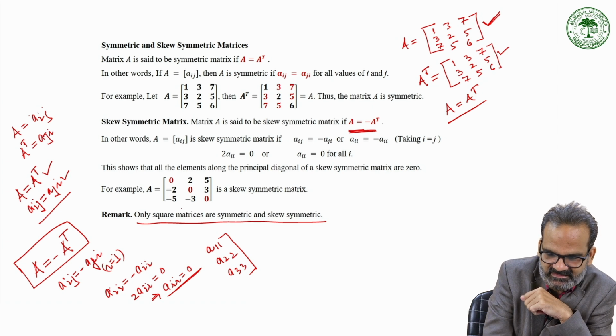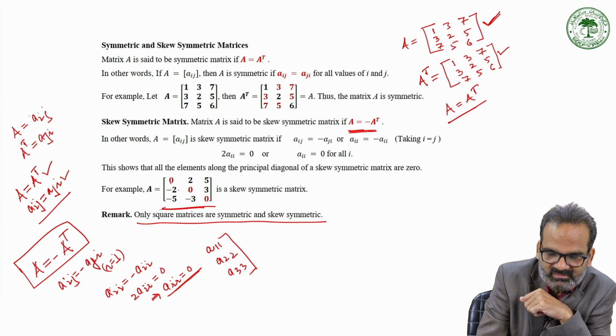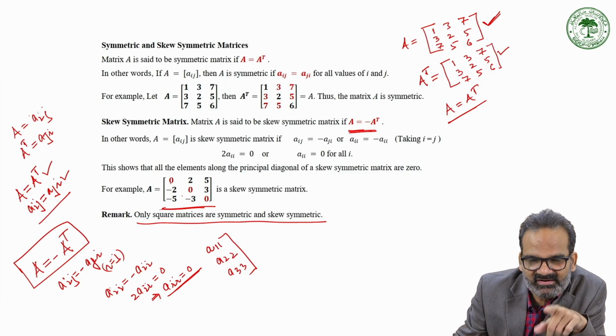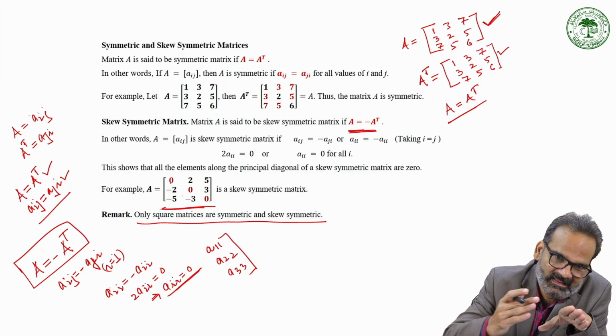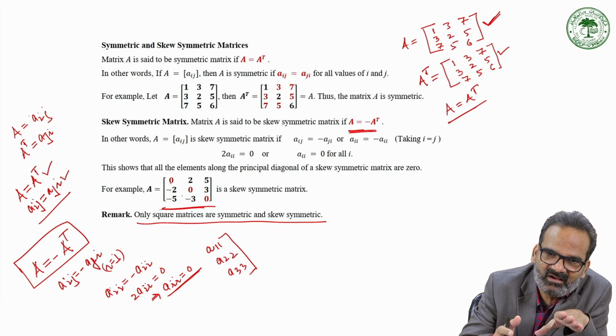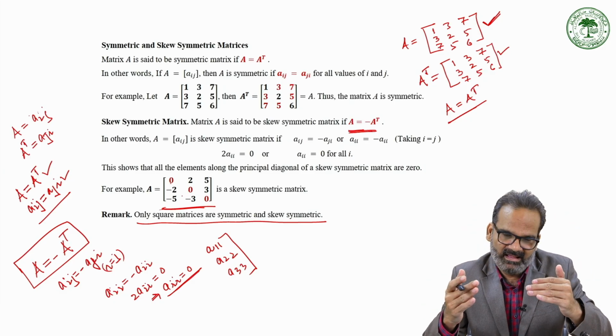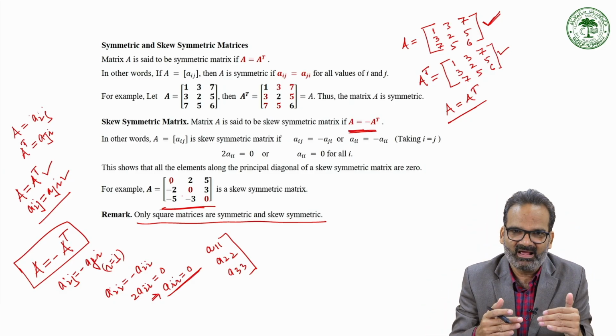See, let us take this example. 0, 0, 0, they are the diagonal elements which are of red color. See, the elements along the principal diagonal must be 0, right? And what is left? The elements lying above the diagonal and the elements lying below the diagonal.